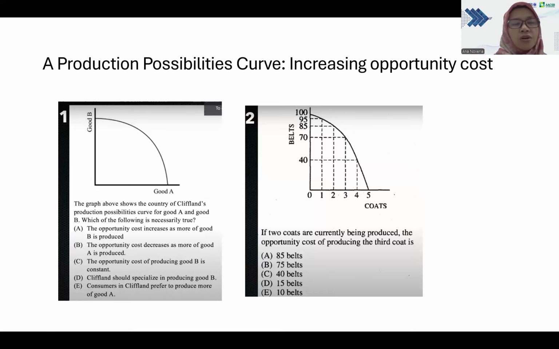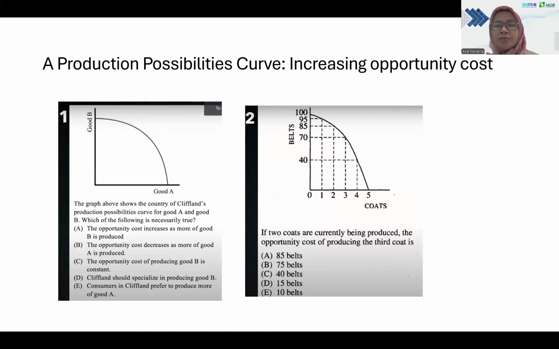Now, please answer which of the following is true: opportunity cost increases as more of good B is produced, or opportunity cost decreases as more of good A is produced, or the opportunity cost of producing good B is constant. You can reflect on this.